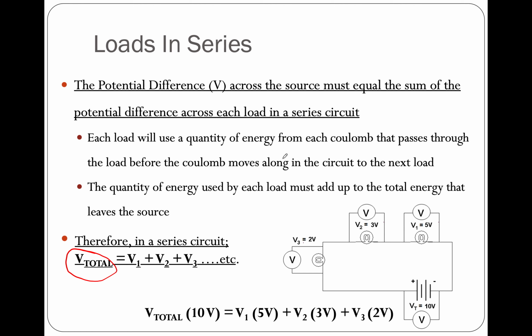So each load uses a quantity of energy from each coulomb that passes through the load before the coulomb moves along the circuit to the next load. So the coulomb, remember, is the charge, right? We're using some of that energy of that charge. The quantity of energy used by each load must add up to the total energy that leaves the source, right?